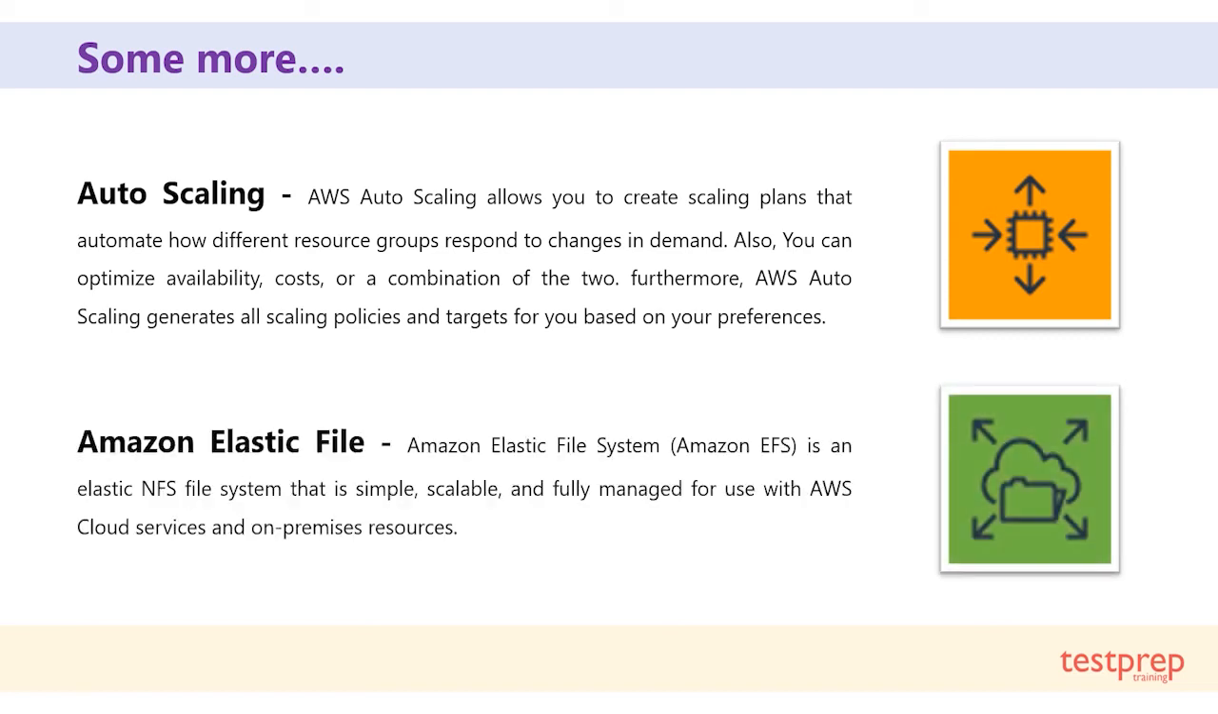Next, Amazon Elastic File. Amazon Elastic File System is an elastic NFS file system that is simple, scalable, and fully managed for use with AWS cloud services and on-premises resources.